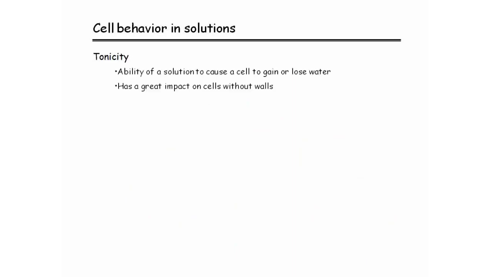Now, while this applies to all cells, this is going to have an even greater impact on cells that do not have cell walls. And our good example of a cell without a cell wall is going to be an animal cell, a human cell. So it'll have an even greater impact on these compared to, say, plant cells.